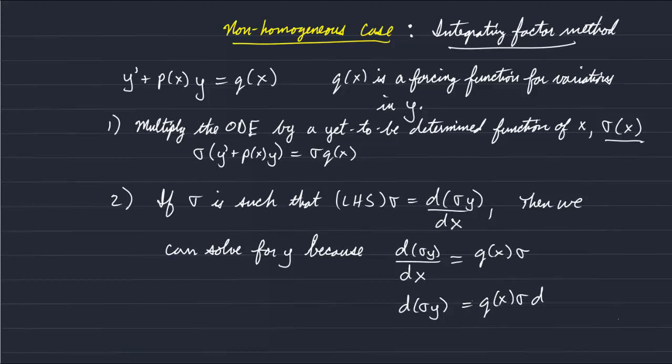So the left-hand side is a derivative of sigma times y with respect to x. And if that's true, then we can solve for y by integration. So again we have the differential of sigma times y on the left-hand side, and then we have q of x times sigma times dx. And therefore sigma times y is equal to the integral of q of x times sigma dx. Okay, so this is how we're going to get our solution.